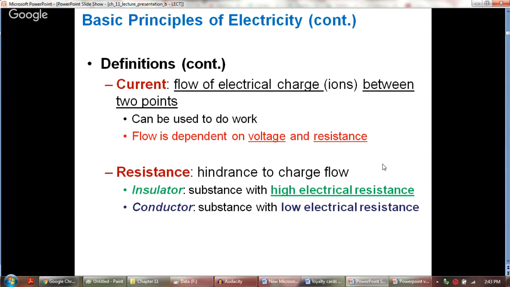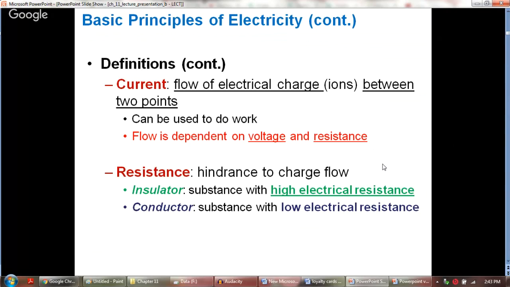The next one is the current. The current is defined as the flow of electrical charge or ions between 2 points. The current is dependent on voltage and the resistance, and we can put them into an equation, which we are going to see later. The next important word is resistance. Resistance is the hindrance to a charge flow.